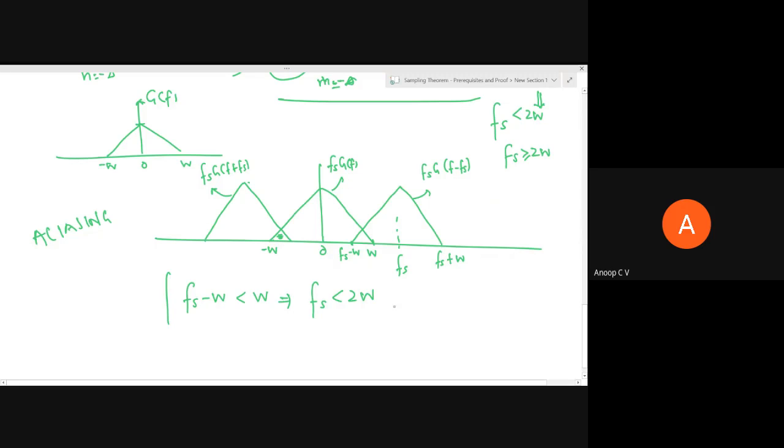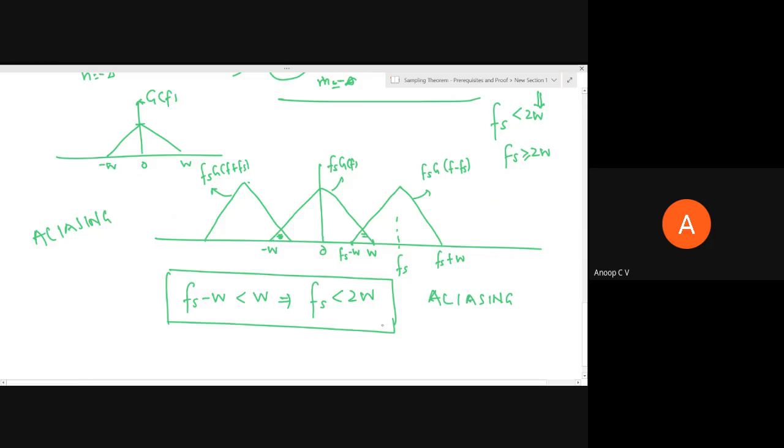So when fs is less than 2W, or the sampling frequency is less than twice the maximum frequency content of the original signal, the individual replicas of G(f) located at multiples of fs will overlap. Because of this overlap there is an issue. Soon I'll be discussing the reconstruction. Because of this aliasing, reliable reconstruction won't be possible. So this overlapping is called aliasing. This happens when fs is less than 2W.